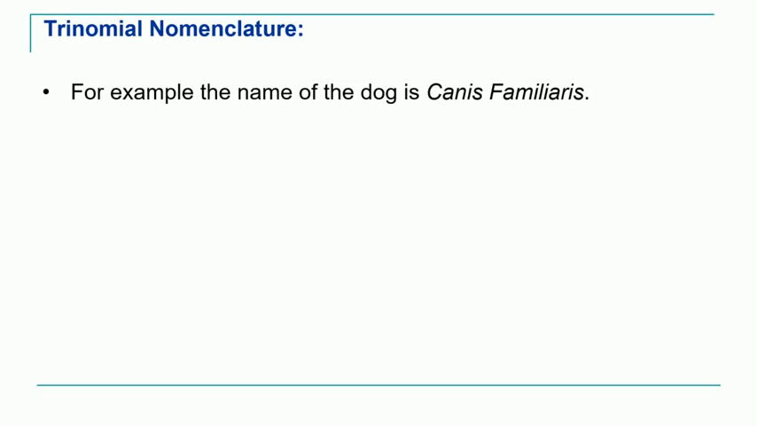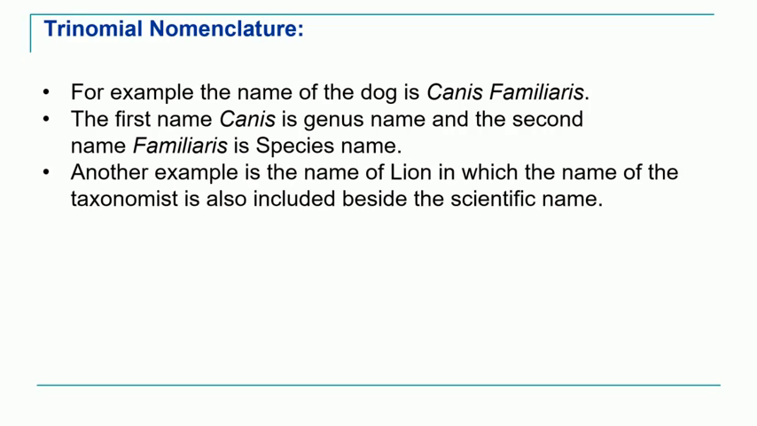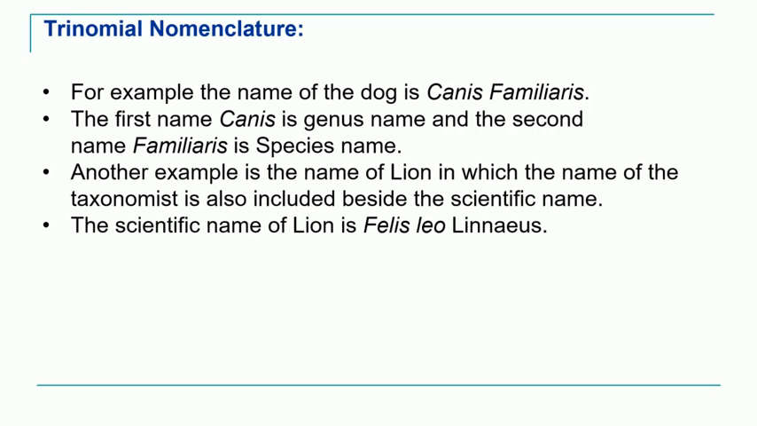So for example, the name of the dog is Canis familiaris. Canis is the genus, familiaris is the species. So the first name, Canis, is the genus name, and the second name is the species name. Similarly, the name of the lion is Felis leo Linnaeus. Felis is the genus name, leo is the species name. Linnaeus was the scientist who first proposed this name.